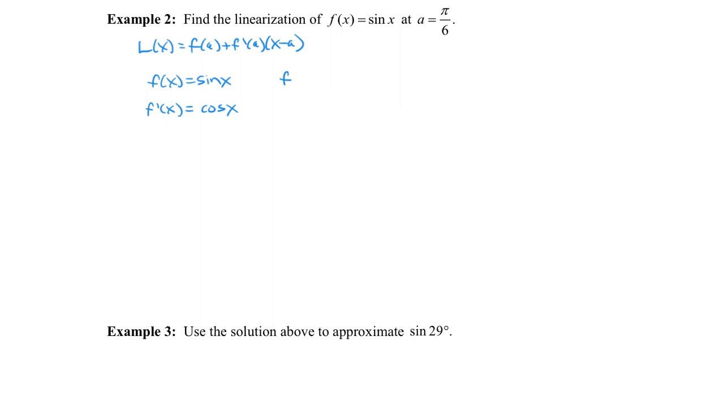So f of pi over 6 is equal to the sine of pi over 6. And then f prime of pi over 6 is equal to cosine of pi over 6. Okay, so if you remember, there's a couple ways to do these trig functions.